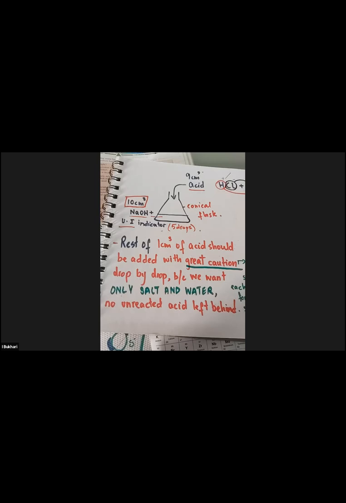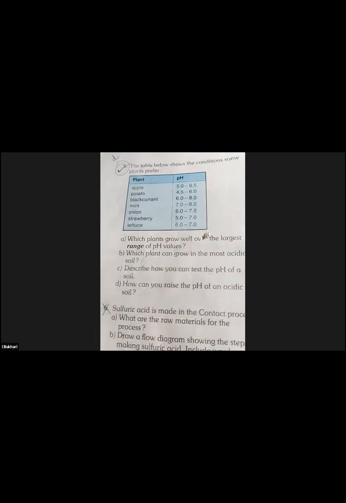Let us do a simple one. Question number 5 at the end of chapter. The table below shows the conditions some plants prefer. Which plants grow well over the largest range of pH values? Over the largest range. Now, what does range mean? They have written range in bold.